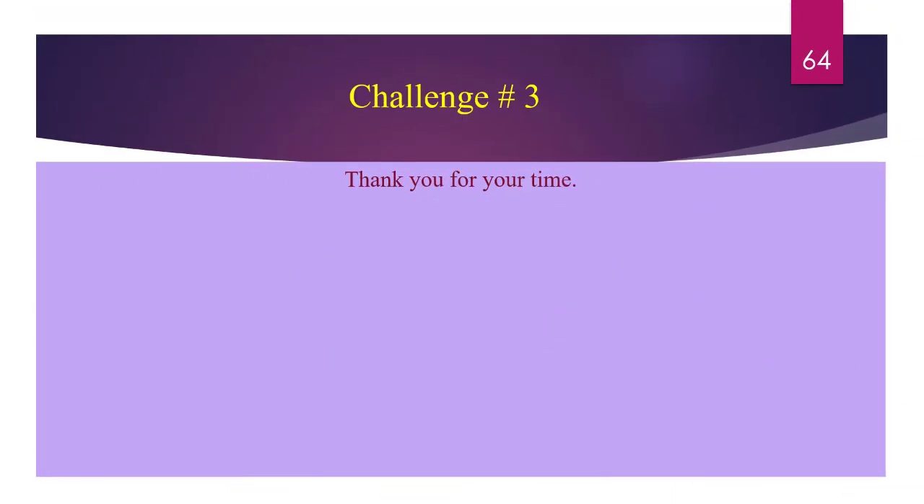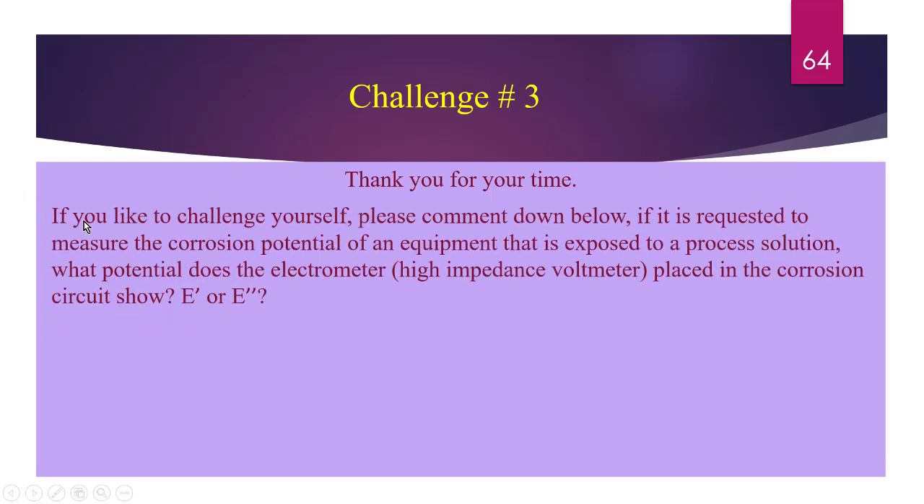At the end of this video, challenge number 3. If you would like to challenge yourself, please comment down below. If it is requested to measure the corrosion potential of an equipment that is exposed to a process solution, what potential does the electrometer, a high impedance voltmeter, placed in the corrosion circuit show? E prime or E double prime?